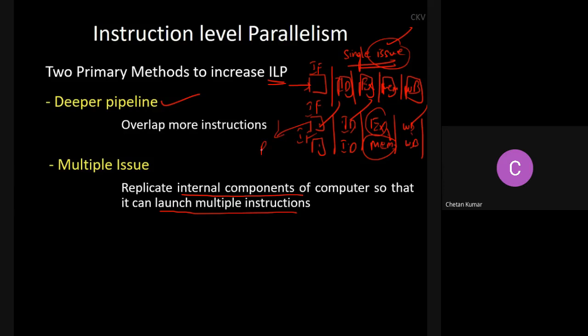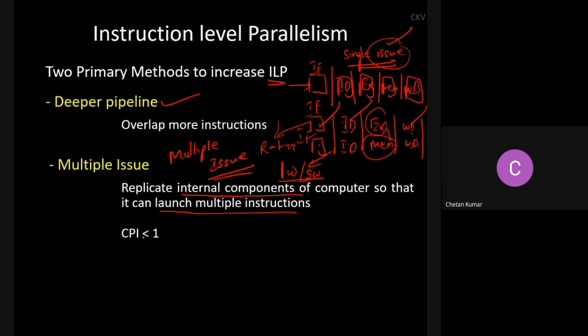For example, R type instructions can be launched here, and at the same time you can fetch and try to execute load store type instructions. That is possible here. Such processors are called multiple issue processors. In multiple issue, you replicate internal components so that they can launch multiple instructions at the same time.